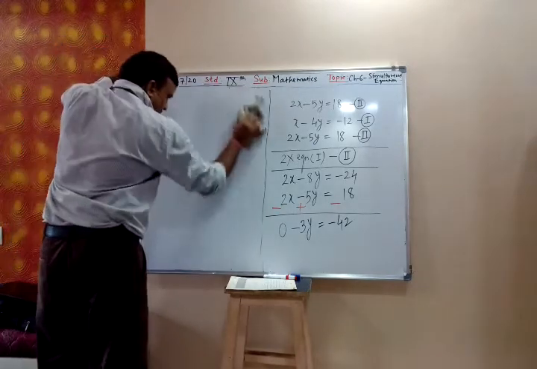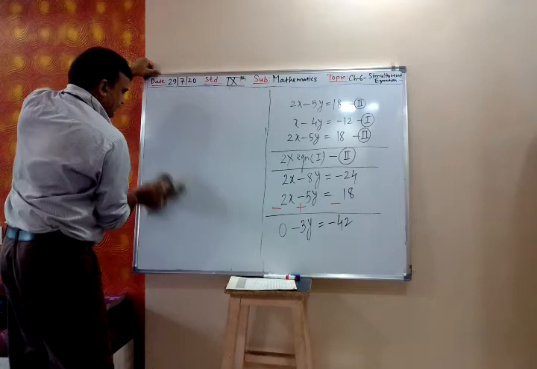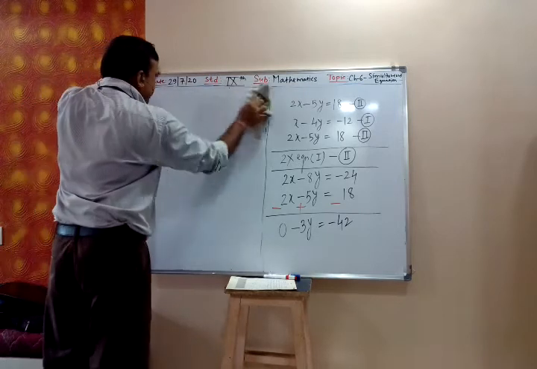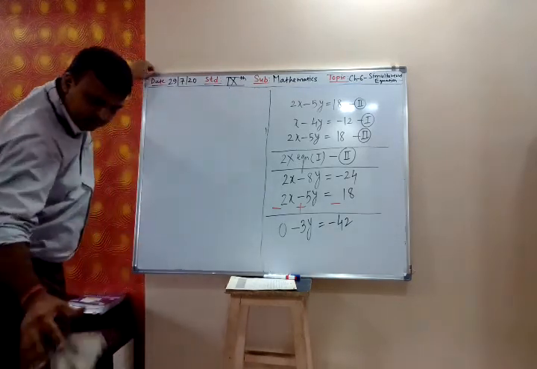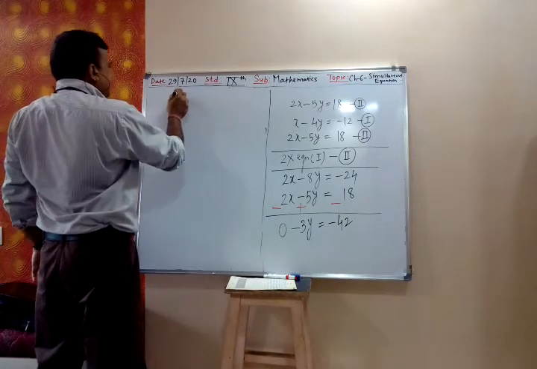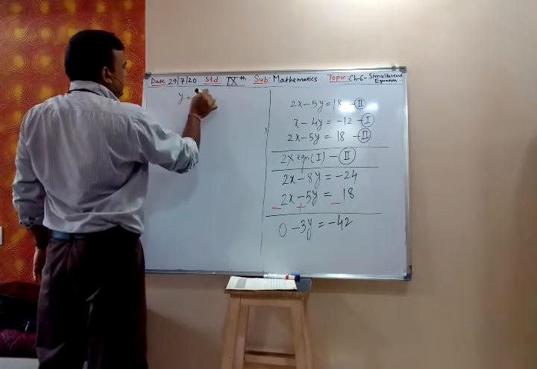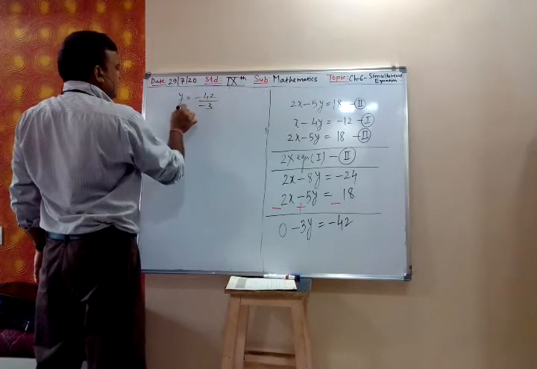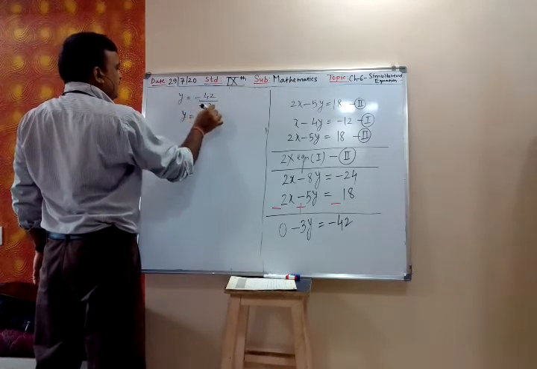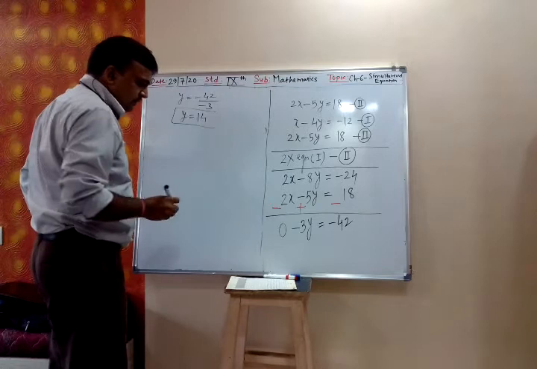We'll complete this question. Minus 42 by minus 3 we divide. So you will get y is equal to minus 42 upon minus 3. So y is equal to 14.